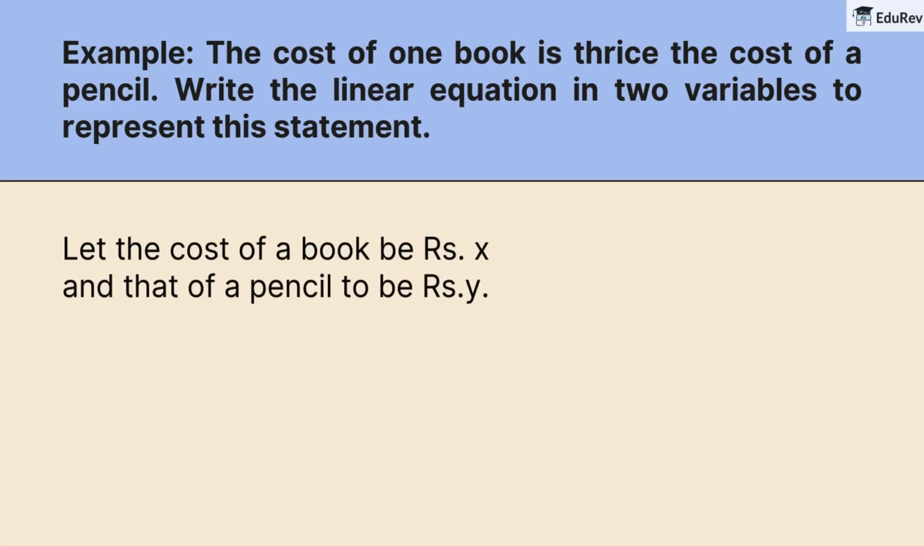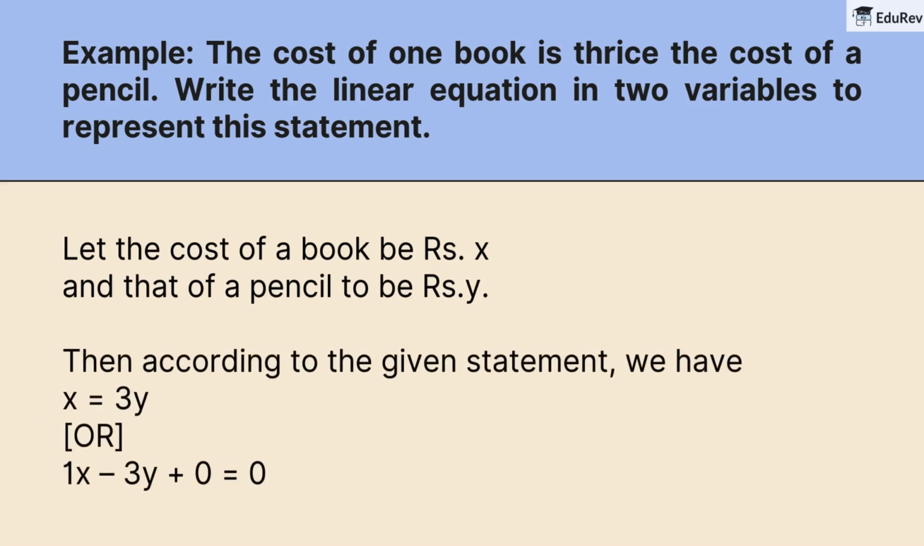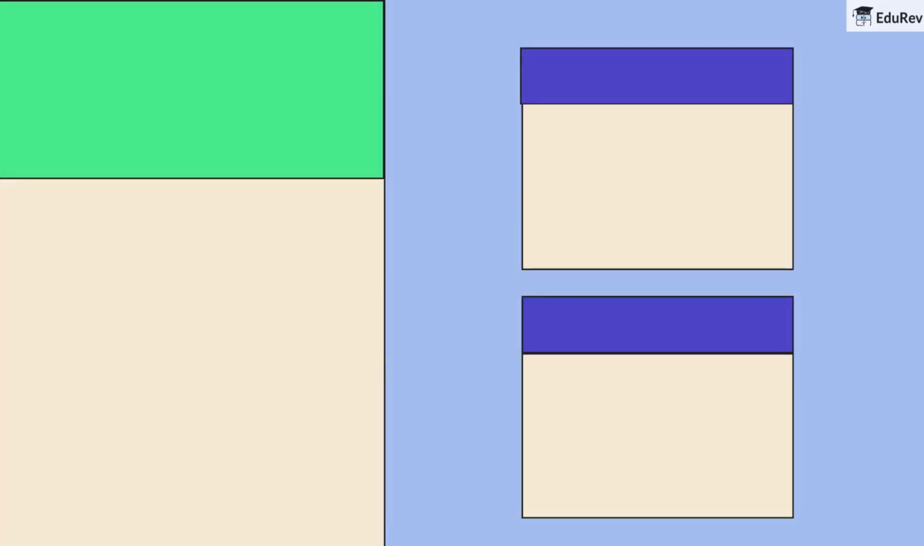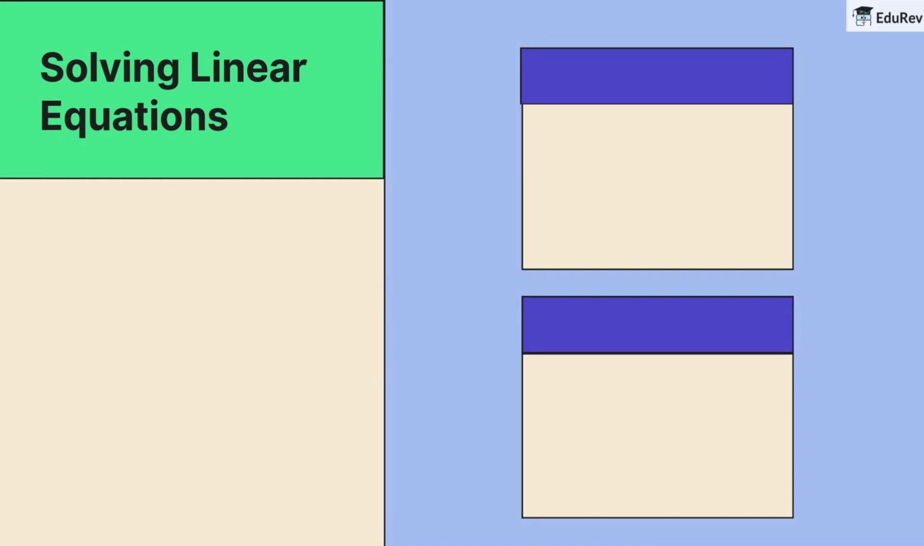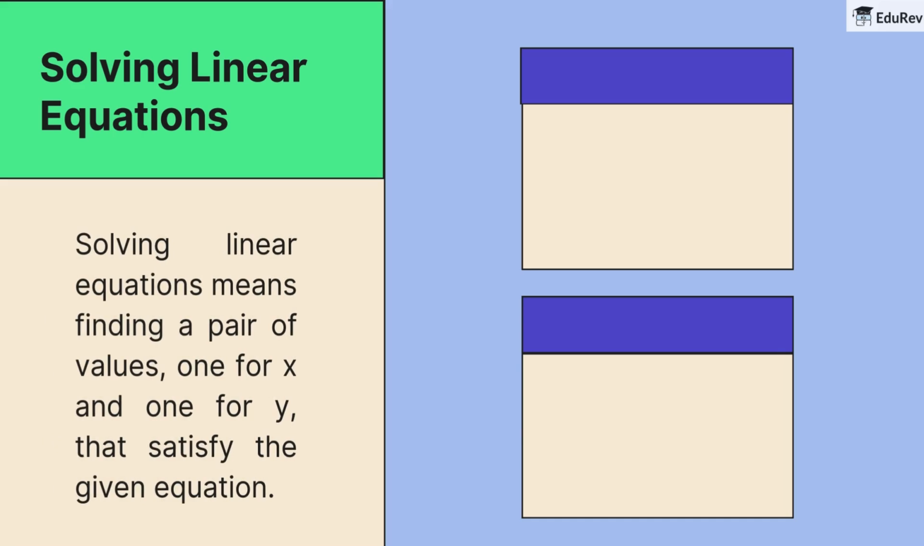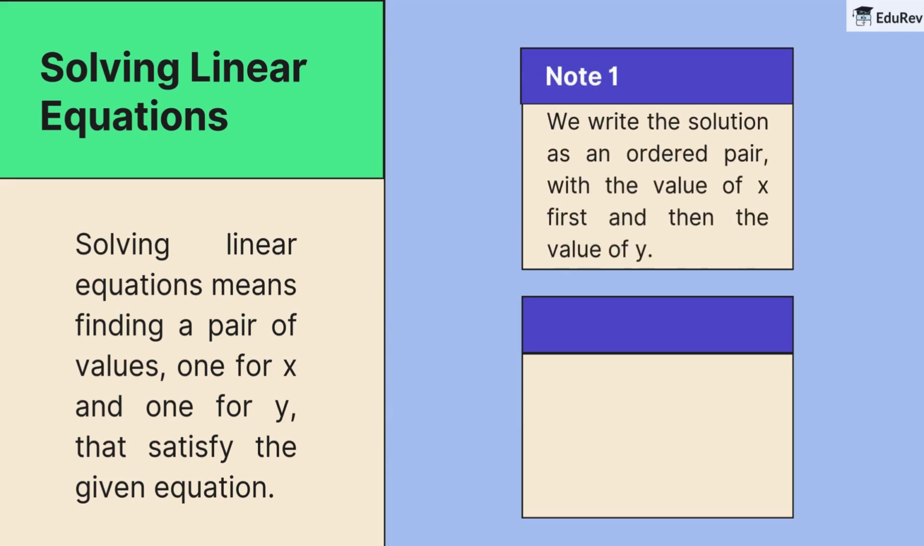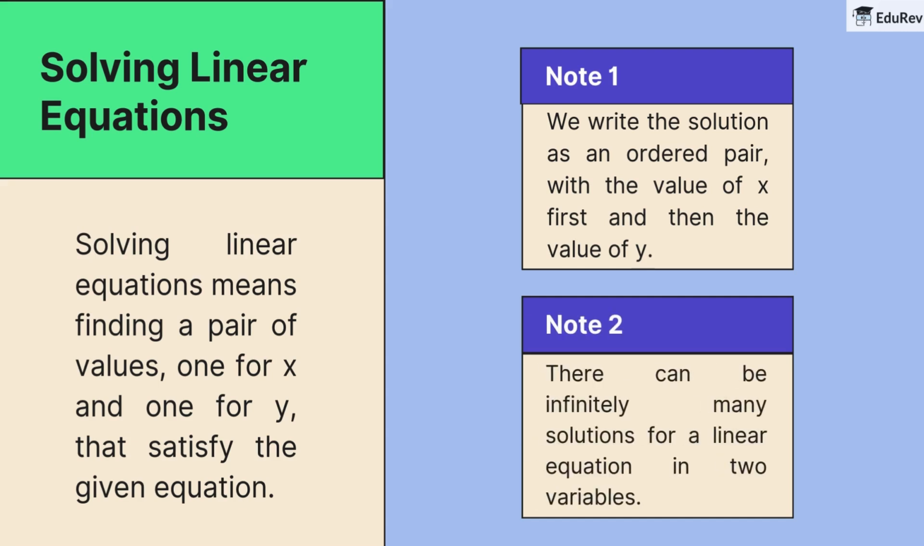Let the cost of a book be rupees x and that of a pencil be rupees y. According to the given statement, we have x = 3y, or 1x - 3y + 0 = 0. Now, let's discuss solving linear equations. Solving linear equations means finding a pair of values, one for x and one for y, that satisfy the given equation. We write the solution as an ordered pair, with the value of x first and then the value of y. There can be infinitely many solutions for a linear equation in two variables.